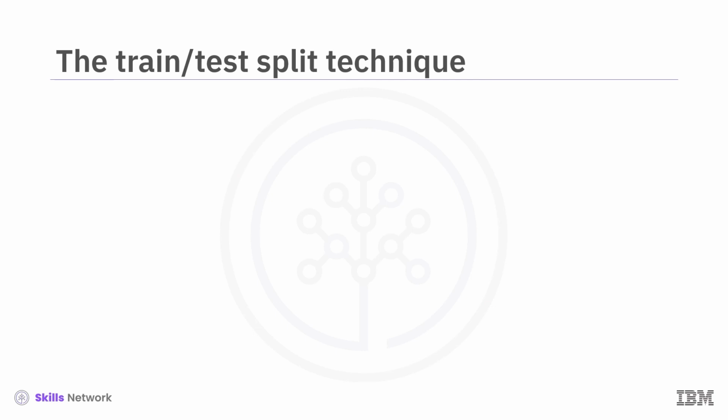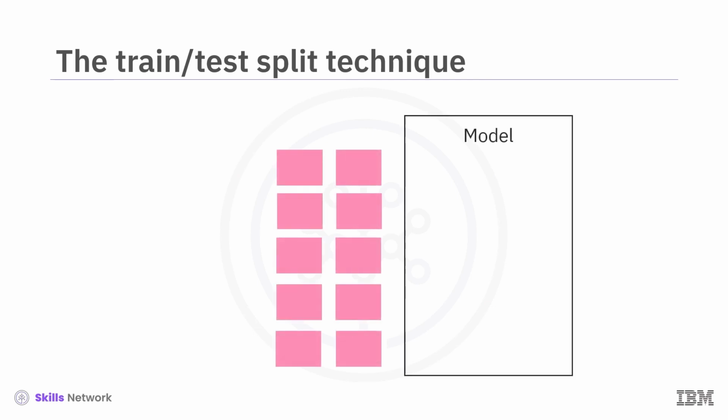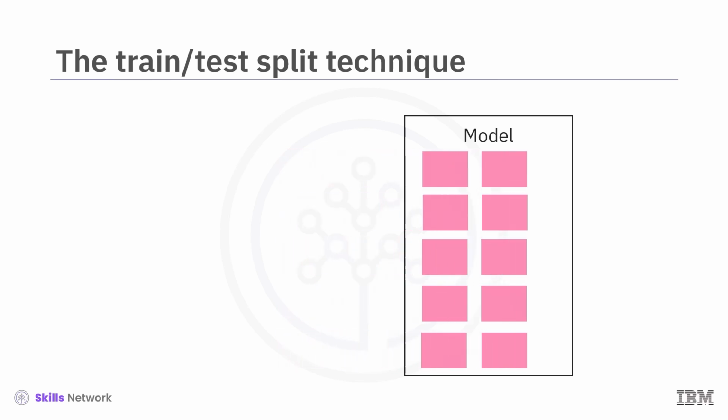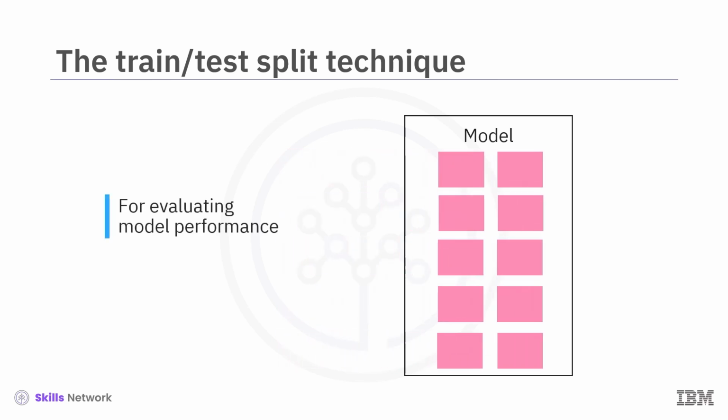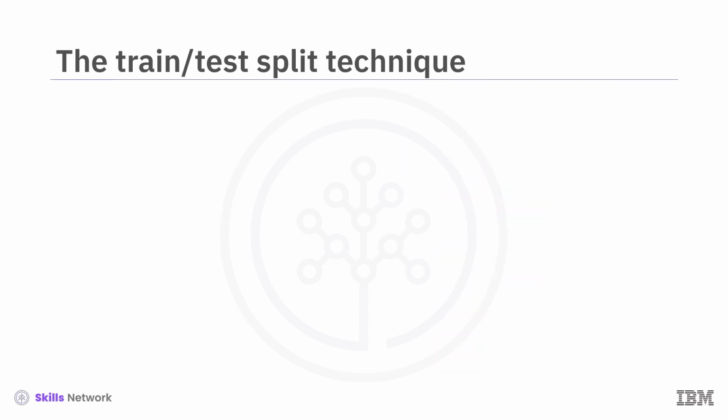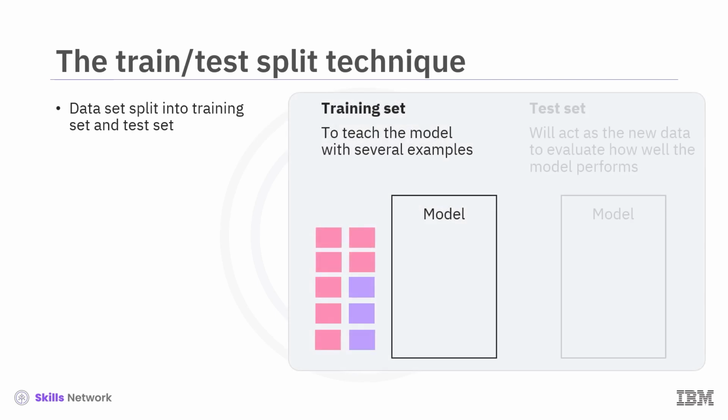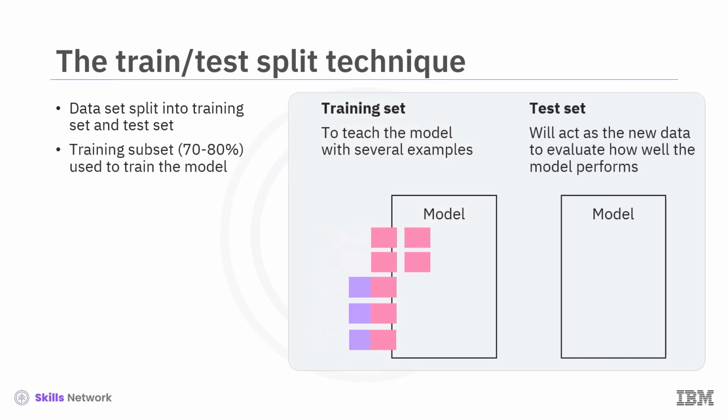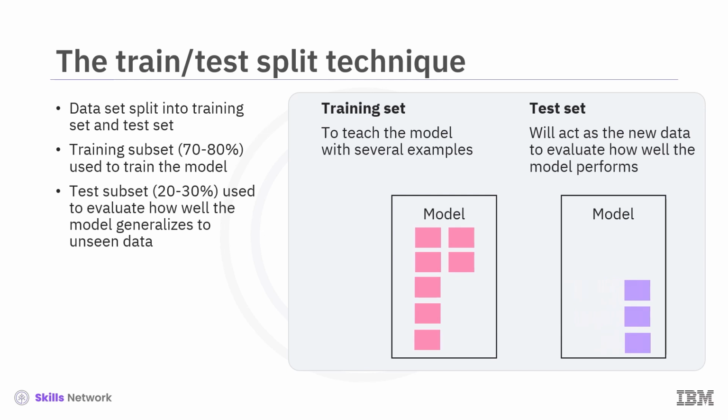When you're training a machine learning model to predict an outcome, you don't want to feed all the data from the dataset to the model. The train test split technique is used to estimate the performance of machine learning algorithms when they're used to make predictions. In the train test split technique, the dataset is split into 2 parts, the training set and the test set. The training subset comprises around 70 to 80% of the data and is used to train the model. The test subset is used to evaluate how well the model generalizes to new unseen data.